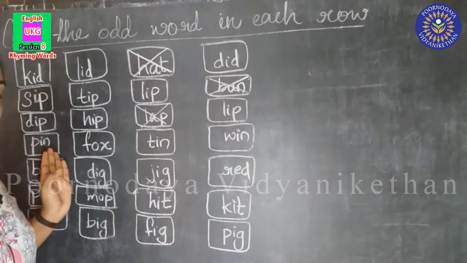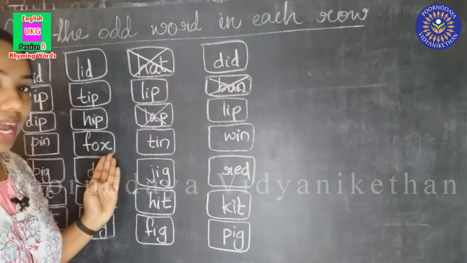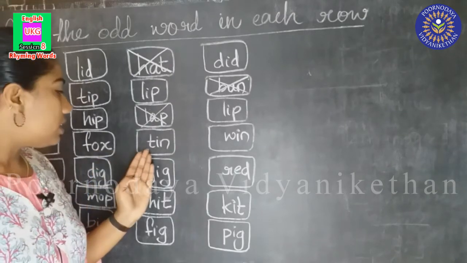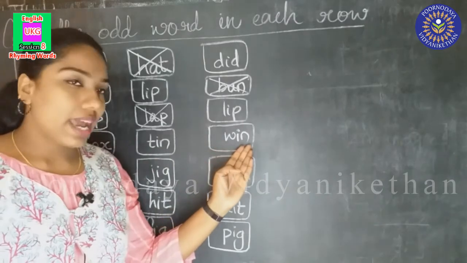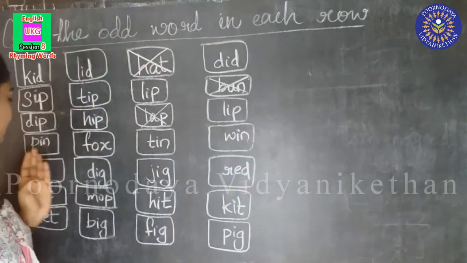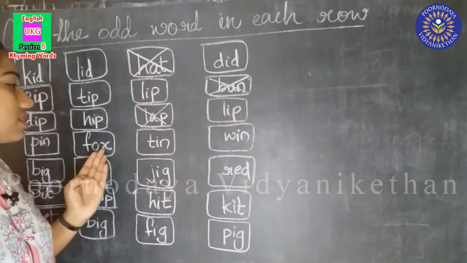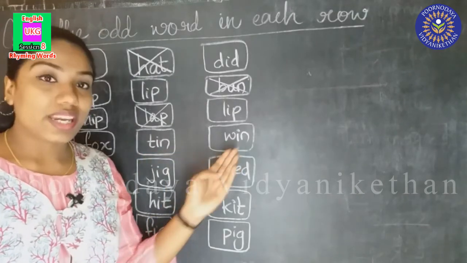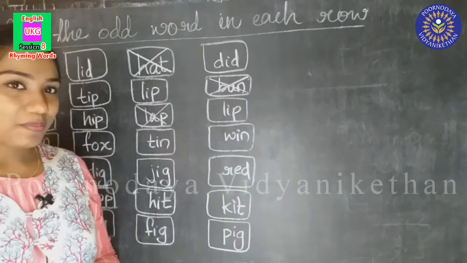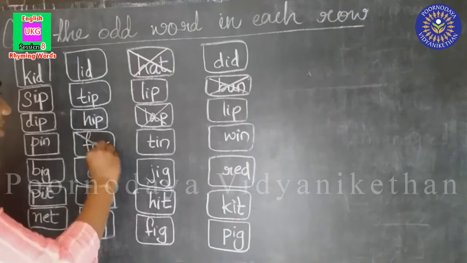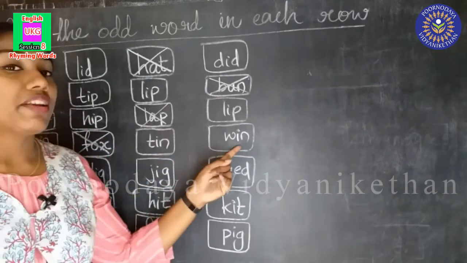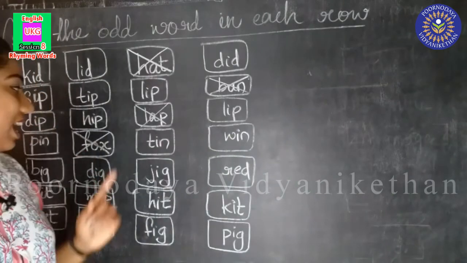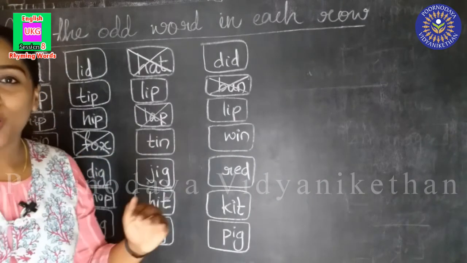P-I-N, pin. F-O-X, fox. T-I-N, tin. W-I-N, win. Pin, fox, tin, win. Which is the odd one here? Very good. Fox is the odd one. Pin, tin and win are E sound and fox is O sound.